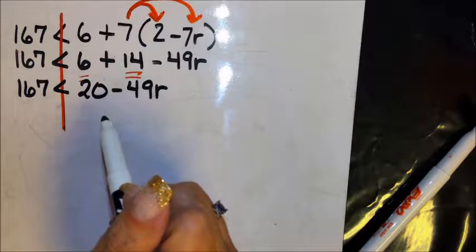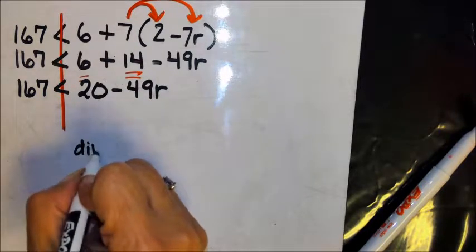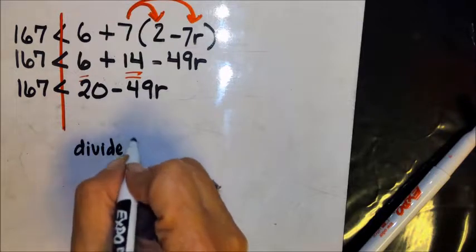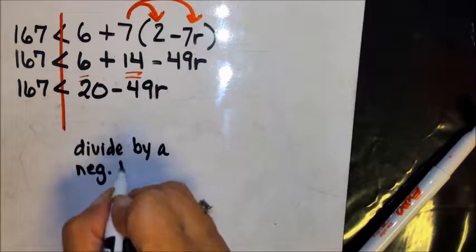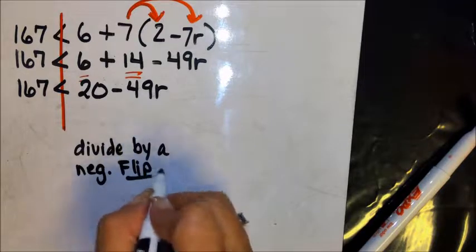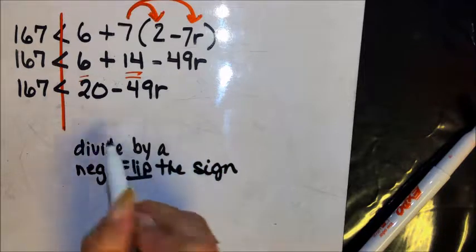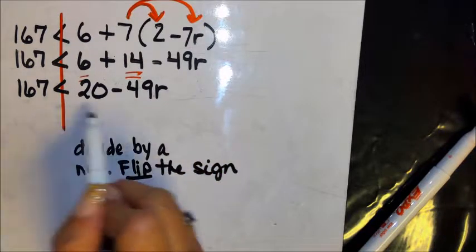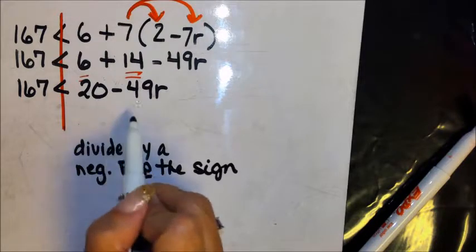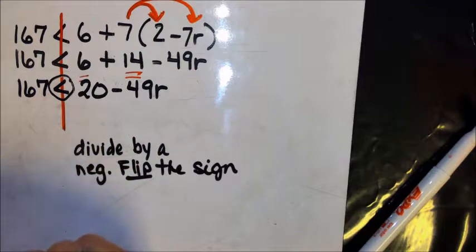or negative 49r. Remember that when you divide by a negative, you're going to have to flip the sign. Okay, so subtract 20 from both sides. When you get that, divide both sides by negative 49. And remember that you're going to have to flip the sign.